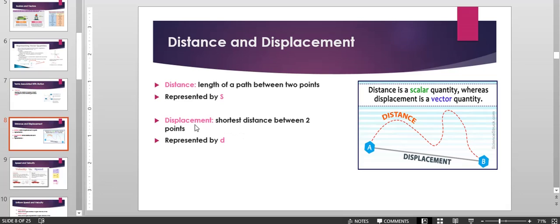The second term is displacement, which is the shortest distance between 2 points, and it is represented by small d. So this is the displacement of this object which is moving from point A to point B. Distance is a scalar quantity, whereas displacement is a vector quantity.